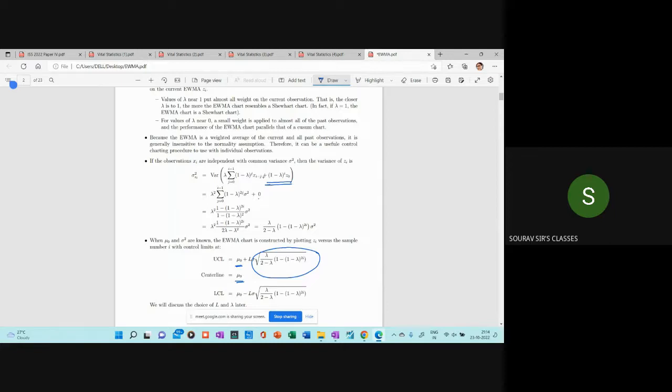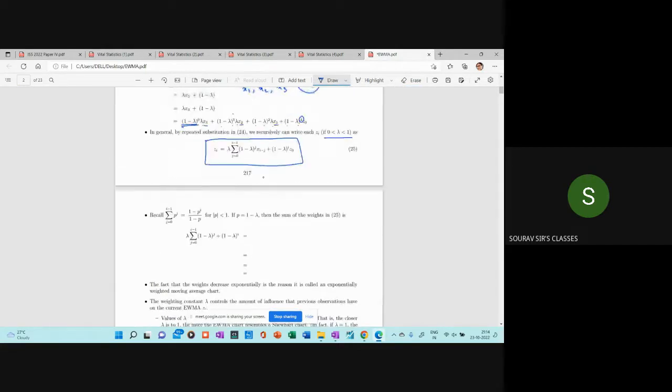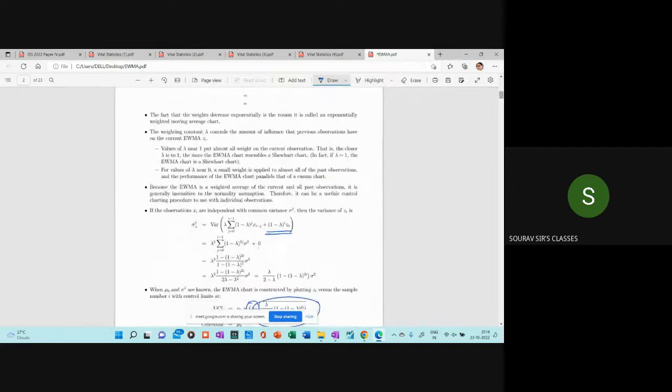So what is this L sigma? This is the variance which comes under the root. So basically mu plus 3 sigma limits we always get. But here what we are actually getting is mu naught plus L sigma. This L is specified over here. Just a minute.